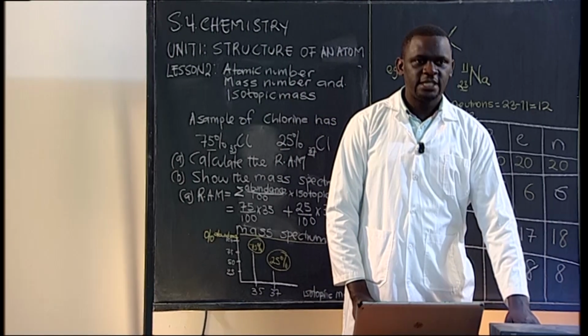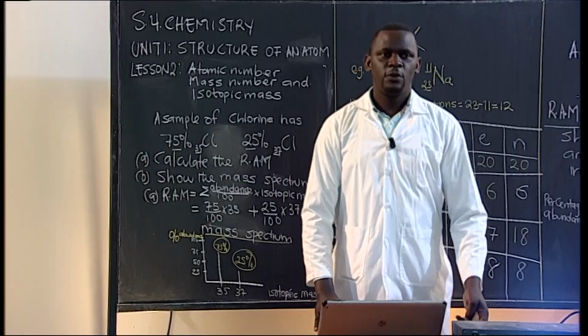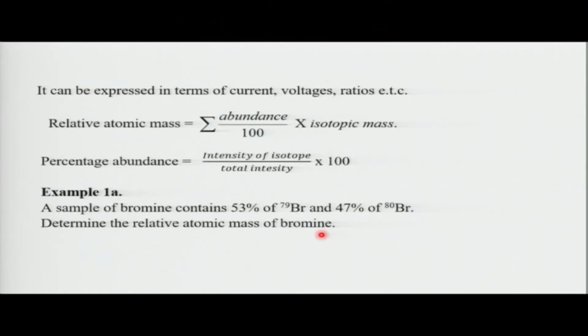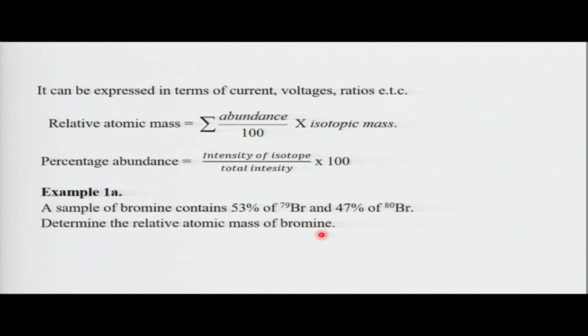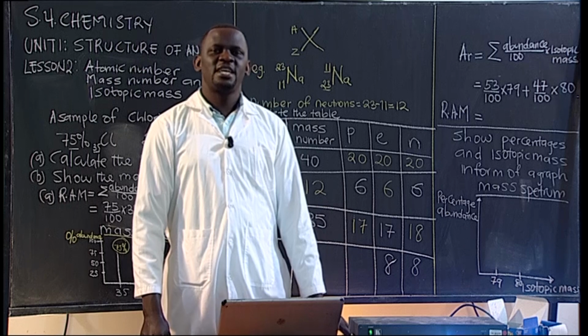So let's go back to our slide. I think you've tried to follow what we have done. Hope you are following and you are enjoying our lesson. So we have another example here, which we have not covered. But if you have the questions here, you can try to calculate. What you need to first do is to determine the percentage abundance.